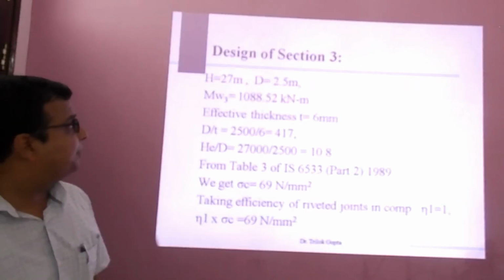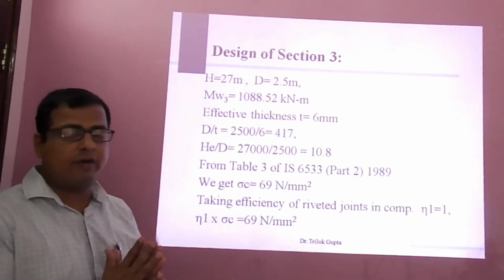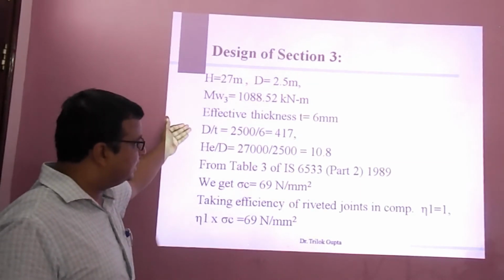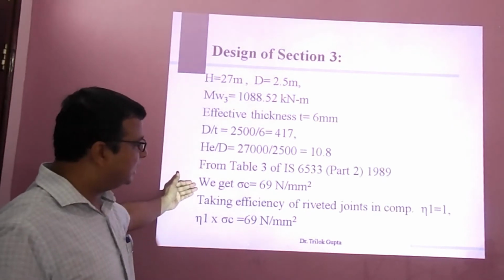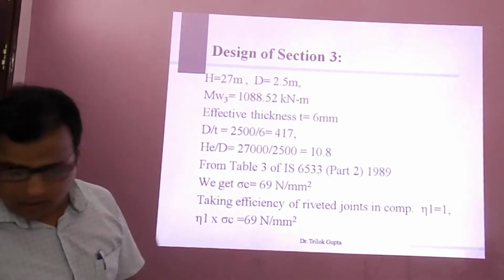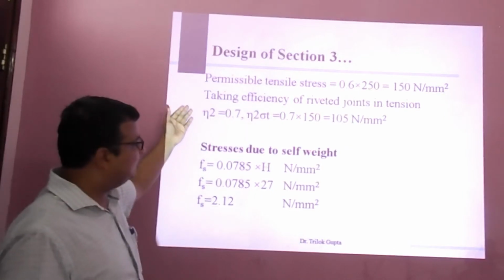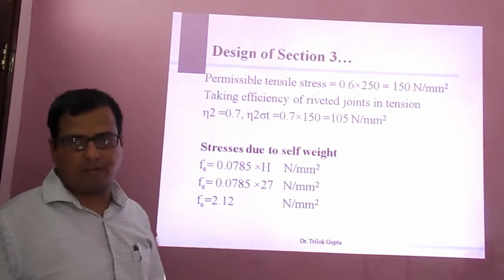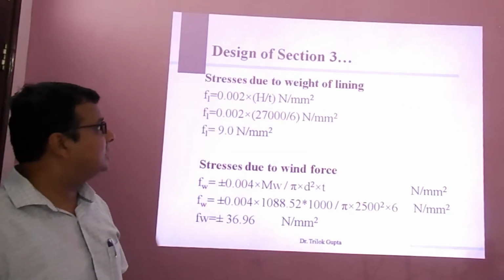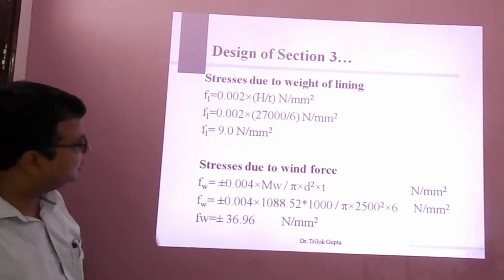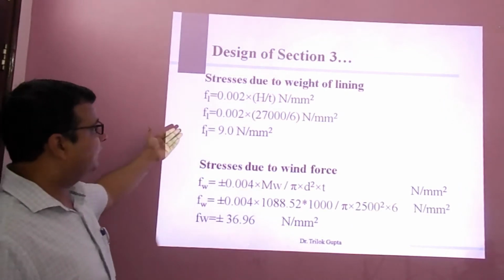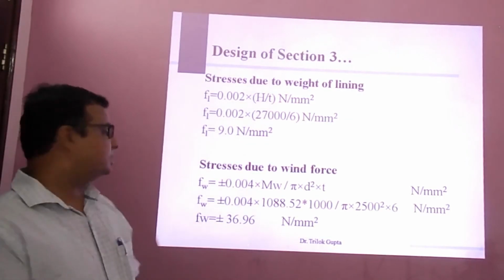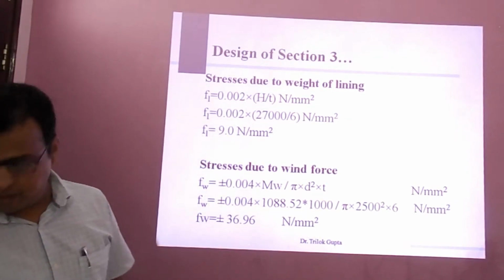Now section 3.3, height is 27, diameter is the same, and again we have taken the same thickness, 6 mm. So from the table, that is 69 in compression, and in tension it will remain the same, 105. Stresses due to self weight will be 2.12 Newton per mm square. Now we will calculate the stresses due to weight of lining in section 3.3. So that will be 9 Newton per mm square, and stresses due to wind force will be plus minus 36.96 Newton per mm square.